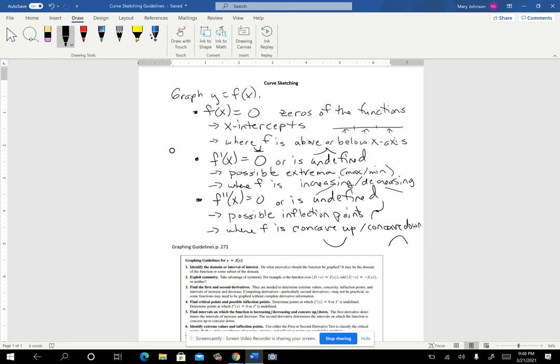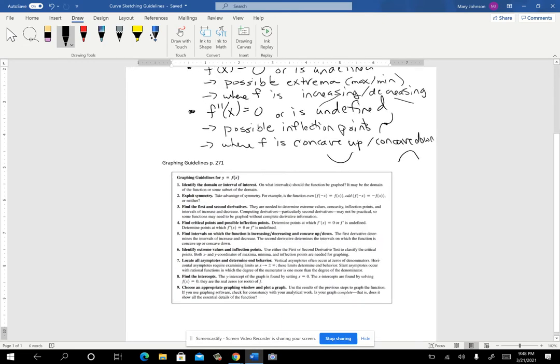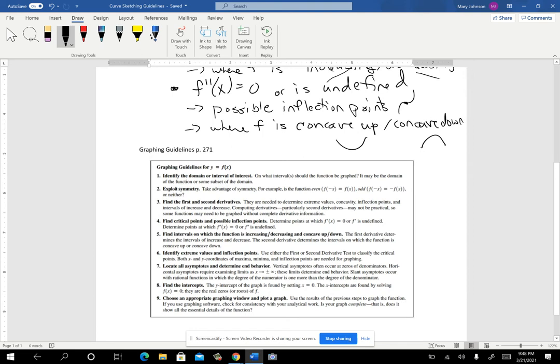I also included on this page some graphing guidelines from the textbook that are kind of like the template, but it just seems less time consuming. So I thought it might work for us just to use those graphing guidelines and see what happens. Okay, so I want to do one example with this, and then we'll go through the examples on that other sheet.